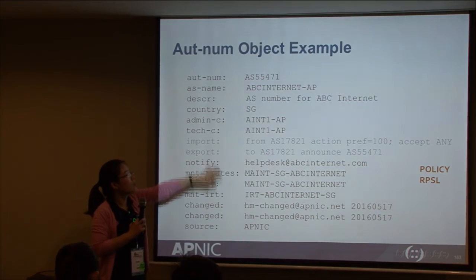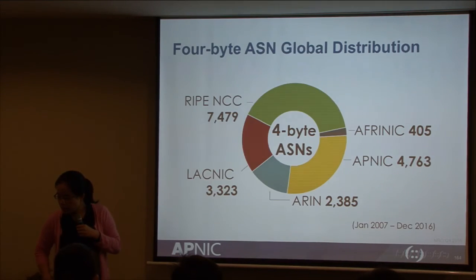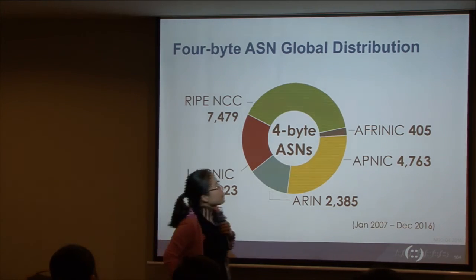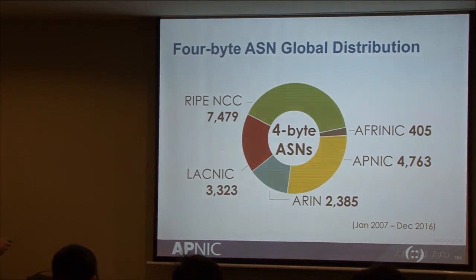When we configure the policy, import and export can be here. And here is the global distribution for AS numbers. You can see the public AS numbers for the 4-byte. This is only 4-byte, from 65536, 4 bytes. Okay, this is the delegation part.